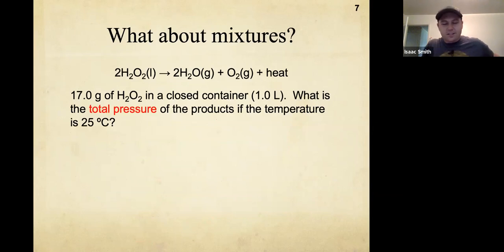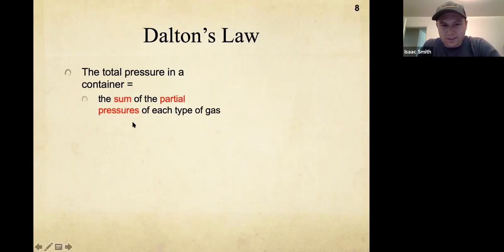All right. So let's look at a different scenario where we're talking about mixtures of gases, okay? If we have 17 grams of hydrogen peroxide in a closed container, what is the total pressure of the products if the temperature is 25 degrees Celsius? So far we've looked at total pressures and we haven't really thought about pressures of individual gases yet, so we're going to talk about that. You have this reaction where hydrogen peroxide decomposes into water and oxygen and heat, okay? So the question is asking, what is the total pressure of the products if the temperature is 25 degrees Celsius?